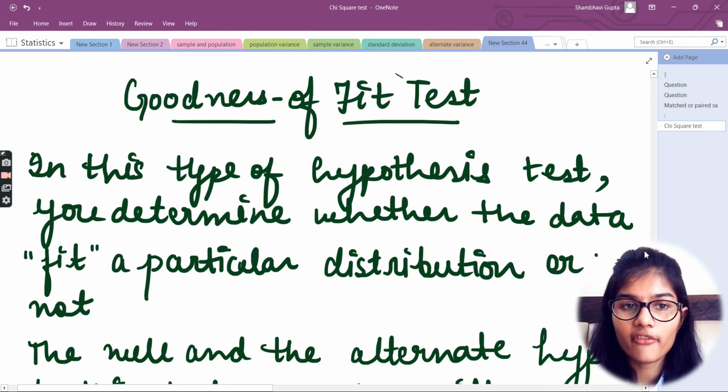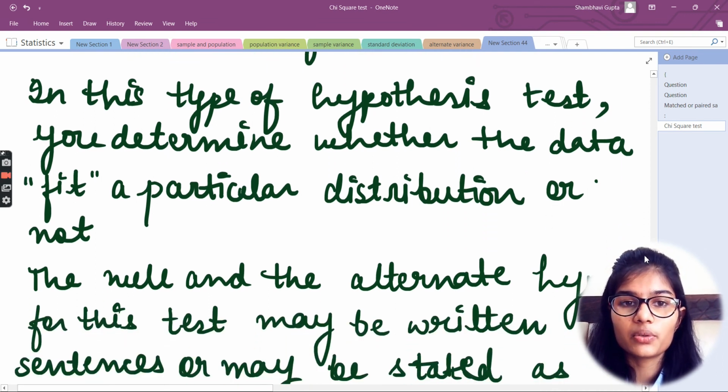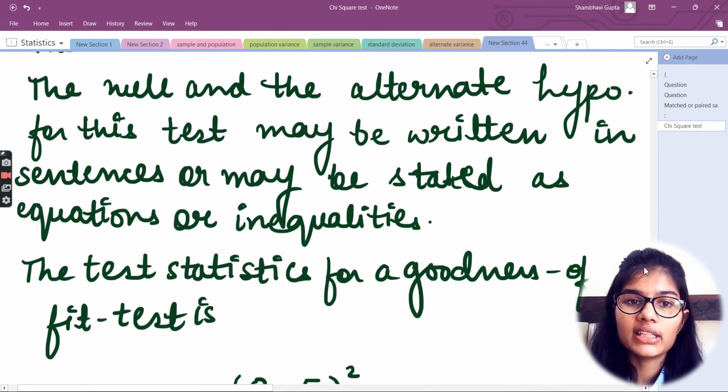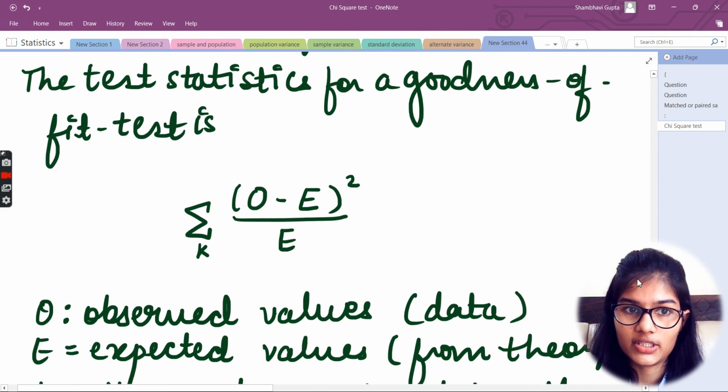Now, what's the goodness of fit test? In this particular type of hypothesis test, you determine whether the data fits a particular distribution or not. This is what we define here. The null and the alternate hypothesis for the test may be written in sentences or may be stated as equations or inequalities.